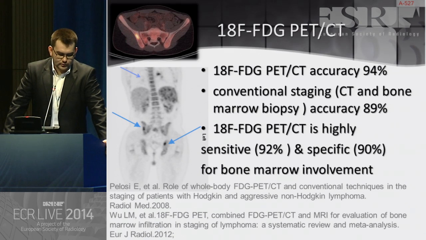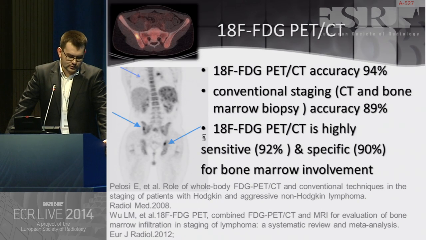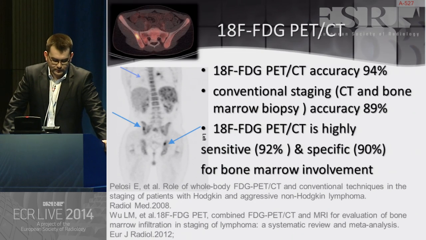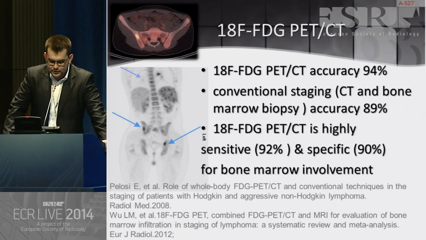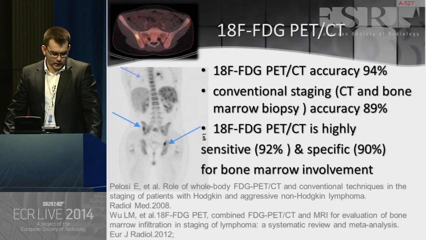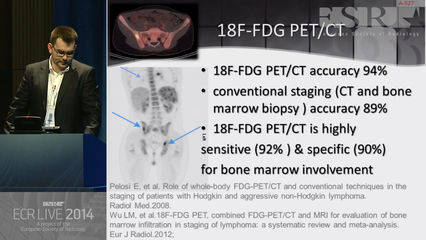Some authors argue that FDG PET-CT might even eliminate the need for bone marrow biopsy in the primary staging of Hodgkin disease because FDG PET-CT is highly sensitive and specific for bone marrow involvement. It's 92% and 90% respectively.